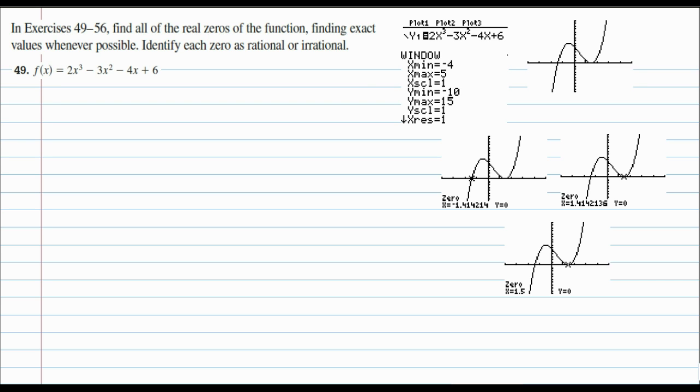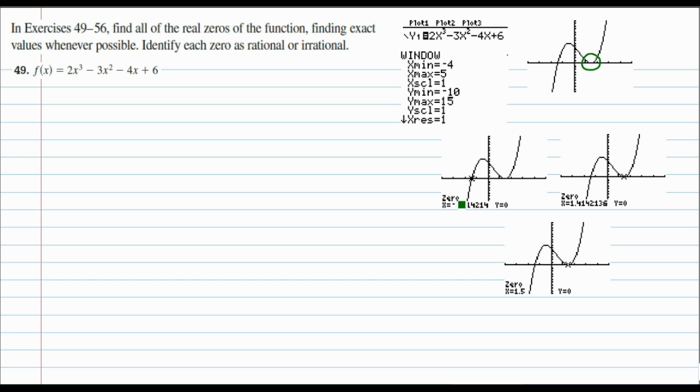The now try problem for example 7 is number 49. We need to find all of the real zeros of the function, find exact values whenever possible, which is always possible. Identify each zero as rational or irrational. So there's an extra step we're going to follow on this problem compared to the last one. So number 49, I again graphed this ahead of time, found a good window. I found all of my zeros. Be careful, there are 2 zeros right here next to the x-axis.